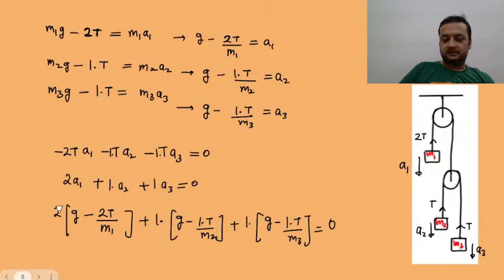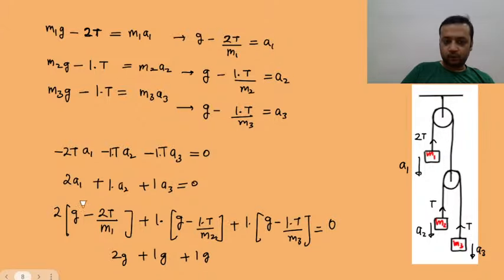Now see guys, this becomes 2 into g, this becomes 1 into g, and this becomes 1 into g. And this will become 2 squared into T by m1. I'm taking that whole thing to the right side of 0.